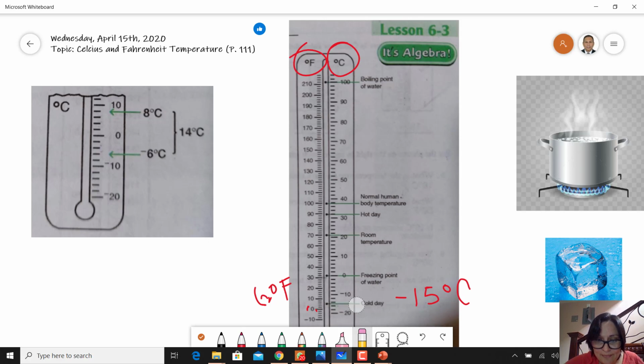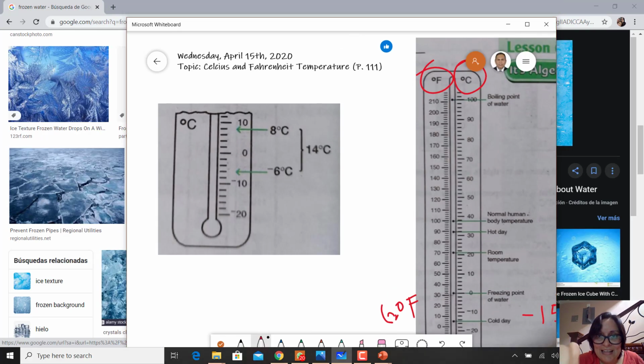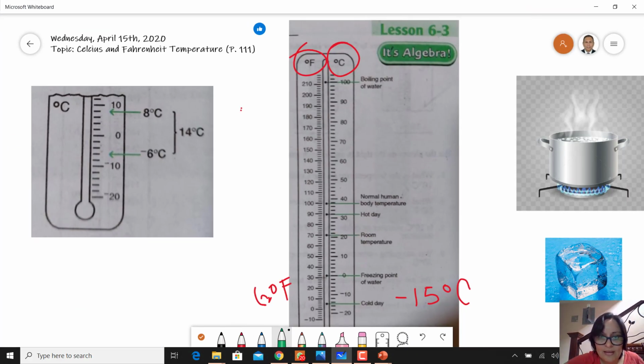Y si ustedes se fijan acá, lo que les estaba diciendo es que en Celsius degrees, el 0 lo tenemos aquí, pero en Fahrenheit degrees el 0 está acá. Entonces, un día helado en Celsius degrees, la temperatura está bajo 0, porque aquí tenemos el cold day. Pero en Fahrenheit degrees todavía no es bajo 0, todavía es arriba de 0. ¿Ok?